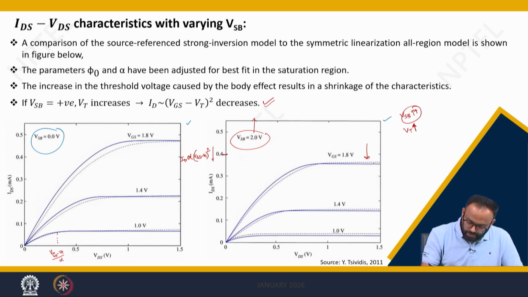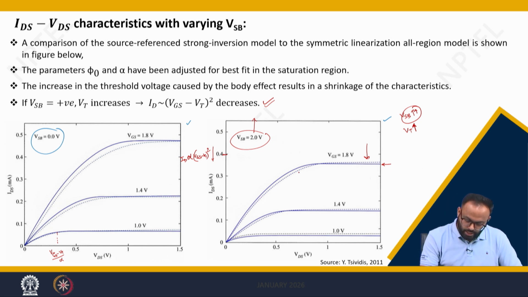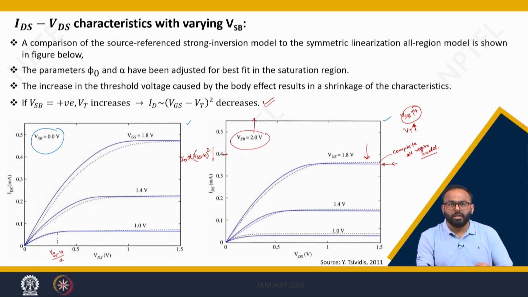Here I need to mention that this solid line is the model we derived so far considering several approximations, and the dotted line shows the complete all-region model we derived in the previous lecture. You can see that the accuracy of the simple model is very good when we compare it with the all-region model, and that is the reason to model different regions of operation separately, like strong inversion, weak inversion and moderate inversion.